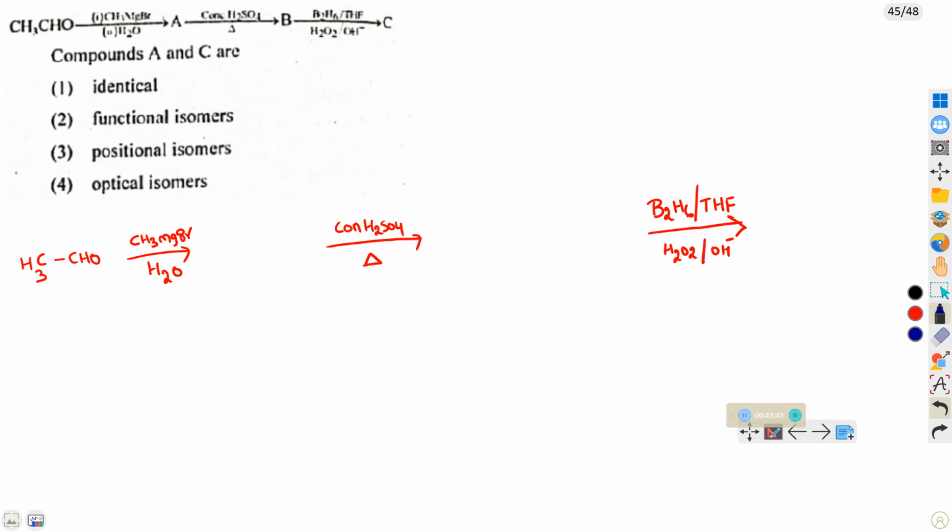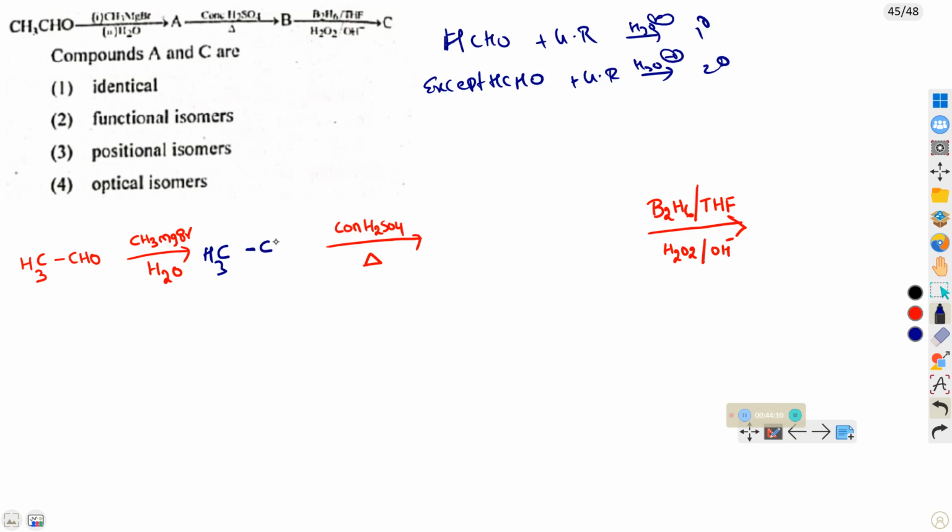Acetaldehyde reacts with Grignard reagent. We know that HCHO Grignard reagent hydrolysis gives 1 degree alcohol, except HCHO, Grignard reagent hydrolysis gives 2 degree alcohol. Based on that, the correct product is CH3CHOHCH3. Concentrated H2SO4. Dehydration process takes place and it gives CH3CH double bond CH2.